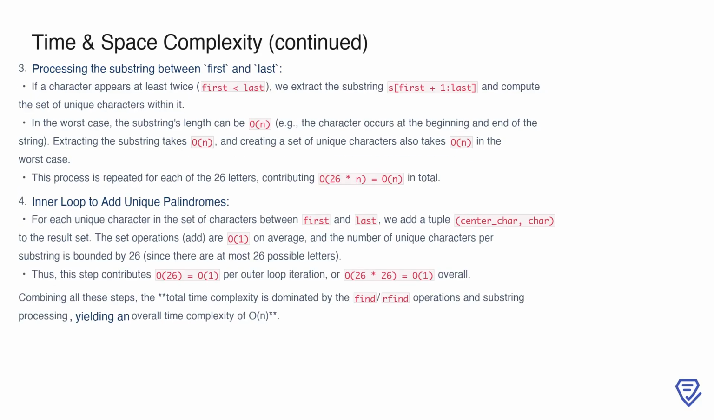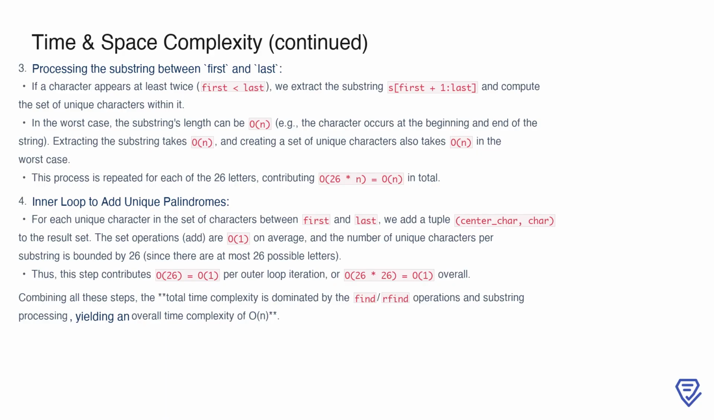Now, let's consider the next step, where we process the substring between the first and last occurrences of a letter. If a character appears at least twice, meaning first < last, we extract the substring s[first+1:last]. In the worst case, this substring can be as long as n if the character occurs at the very beginning and end of the string. Extracting the substring and creating a set of unique characters from it both take O(n) time. Since this process is repeated for each of the 26 letters, the total contribution of this step is 26*n, which simplifies to O(n).